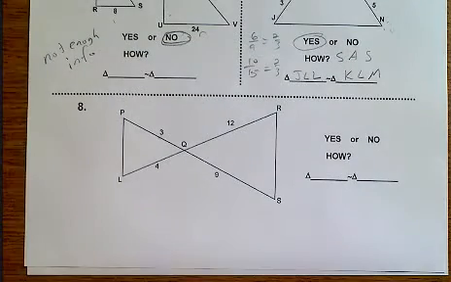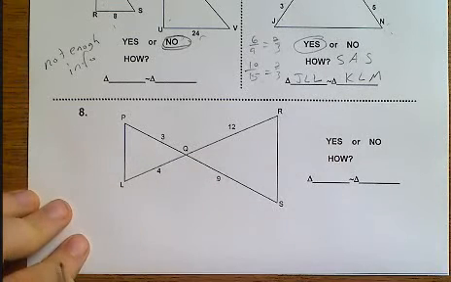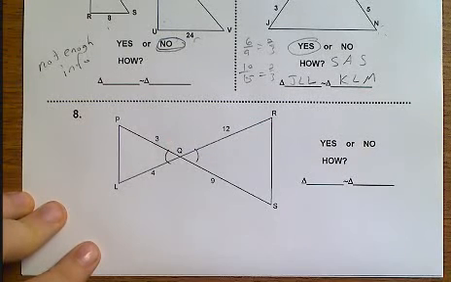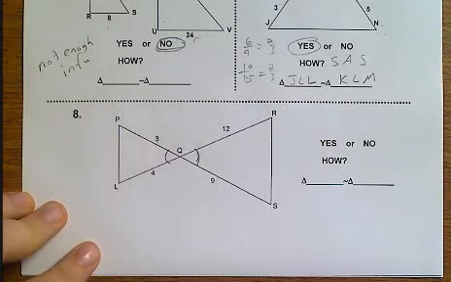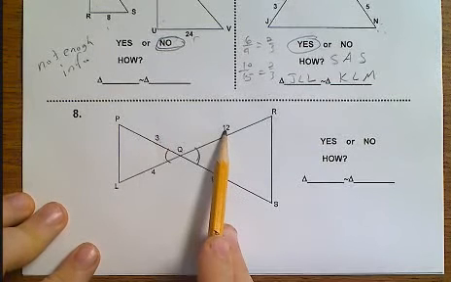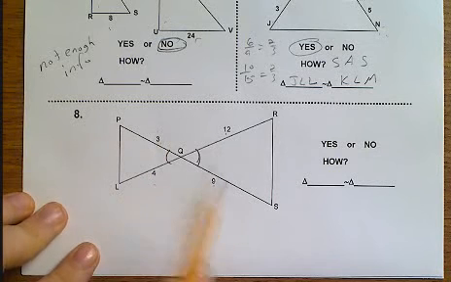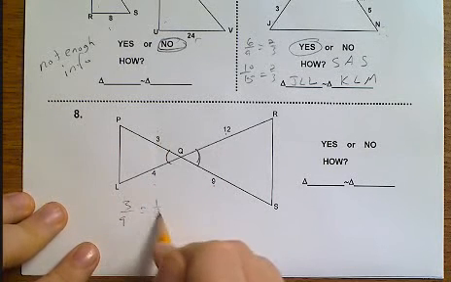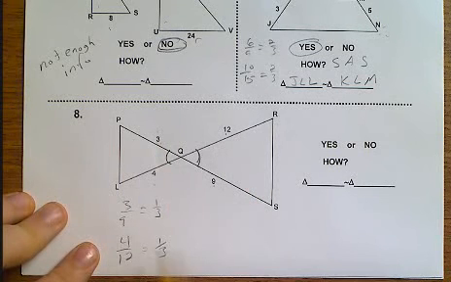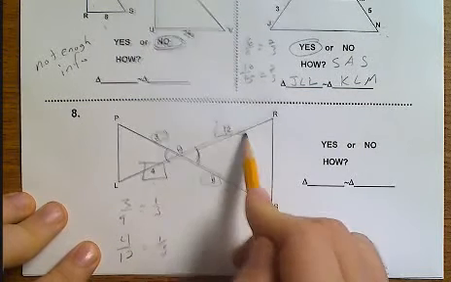And now for number 8. We'll take a look at number 8. We want to figure out how this is related. Well, I have vertical angles, which is awesome. And now I need to try to show a relationship. Well, I know that 3 over 12 is not the same as 4 over 9. But I do know that 3 over 9 is 1/3. 4 over 12 is 1/3. So that means that these two are related, and those two are related.